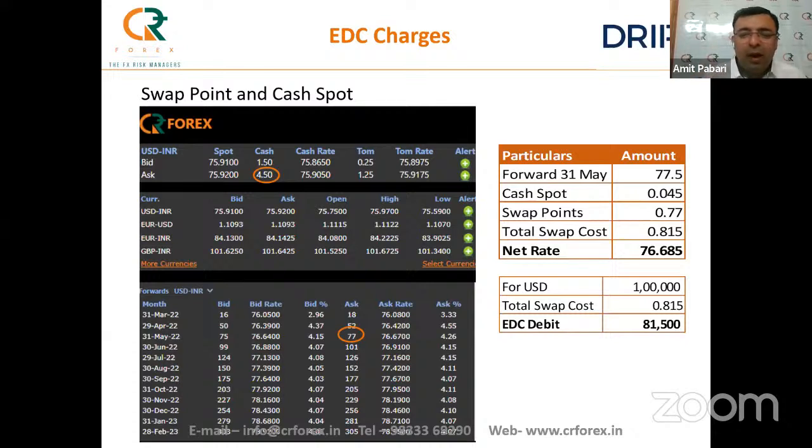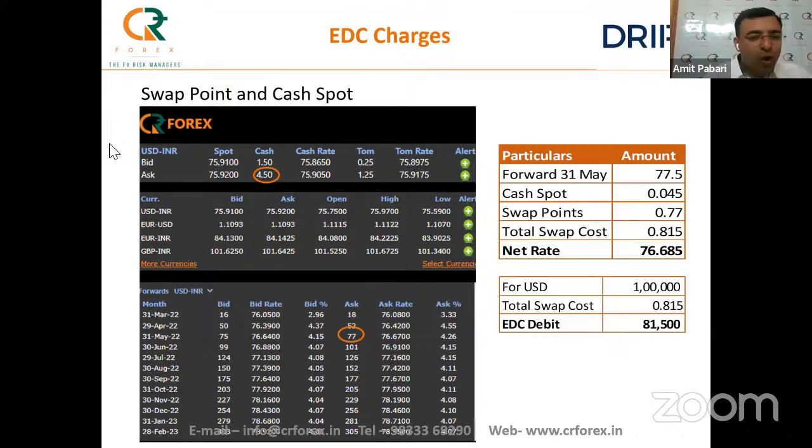Let me explain in a simple way. Suppose you have a forward of 31 May and the forward rate is 77.5. This screenshot is basically from yesterday. If the day before yesterday you had decided that you want to use this forward, you would have called the CR Forex team and asked what the view is, and they would have said the view is on the upside, so let us use the forward. So they must have told you to use the forward. And if you have used the forward, then what is the swap point?